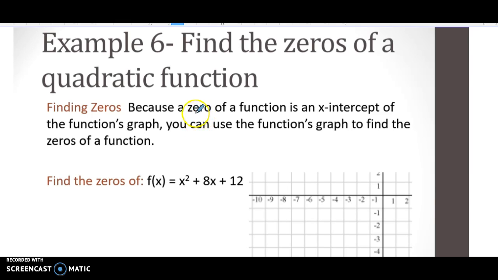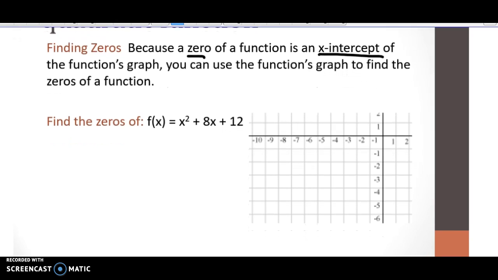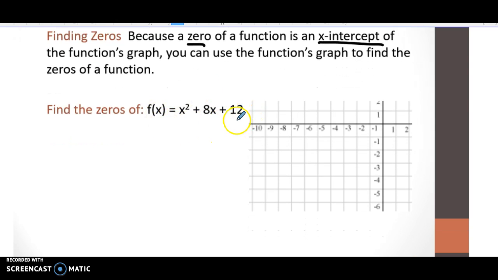Because a zero of a function is the same as an x-intercept of the function's graph, then you can use the function's graph to find the zeros. So all I'm going to do is the same process. I'm going to graph this, and I'm going to use the x-intercepts as my zeros because those are the same thing. So I'm going to start by graphing my y-intercept, which is positive 12, except that my graph won't allow that here. So let's move on to finding our vertex.